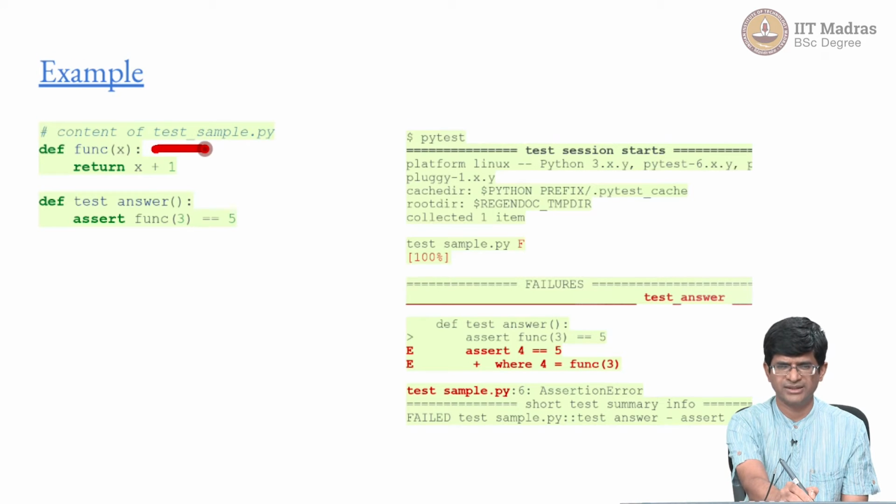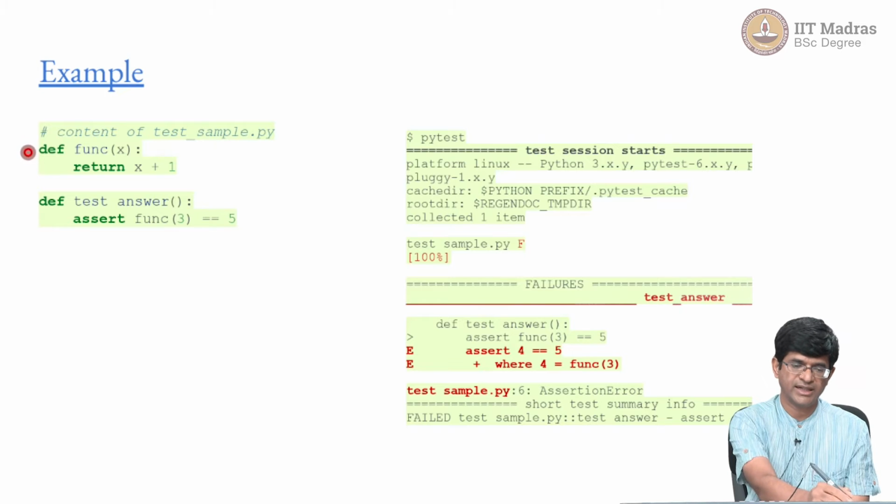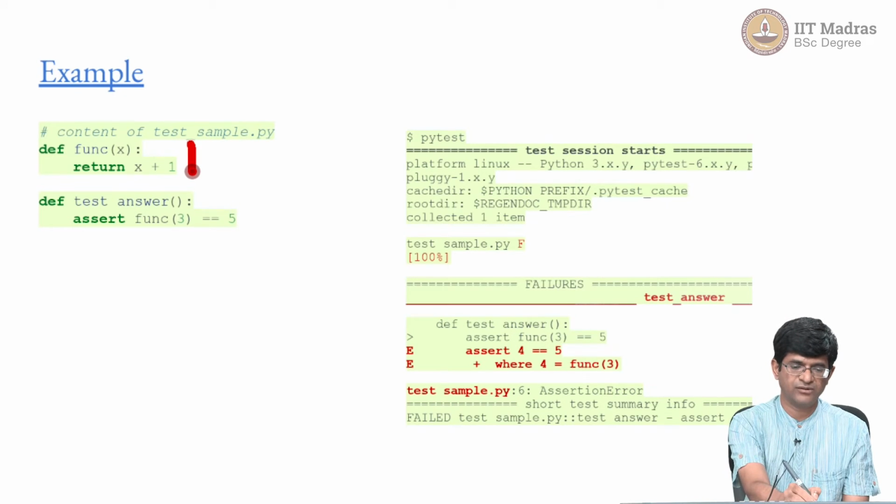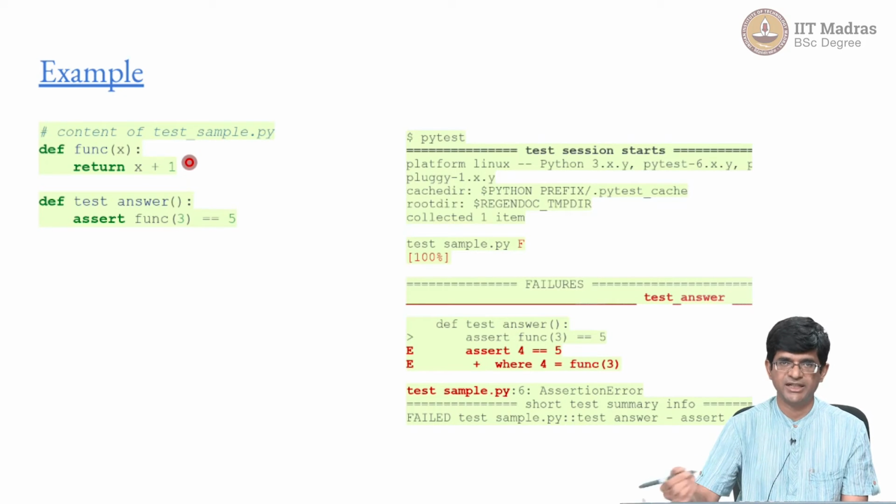Okay, so that's what I meant by the opinionated part, right? It sort of assumes that anything which starts with test is a test file. Now within that, once again there are two functions, but only one of them, this test_answer, will be considered a test. This func that I have declared over here will just be considered something additional that is required for the test_answer to be executed.